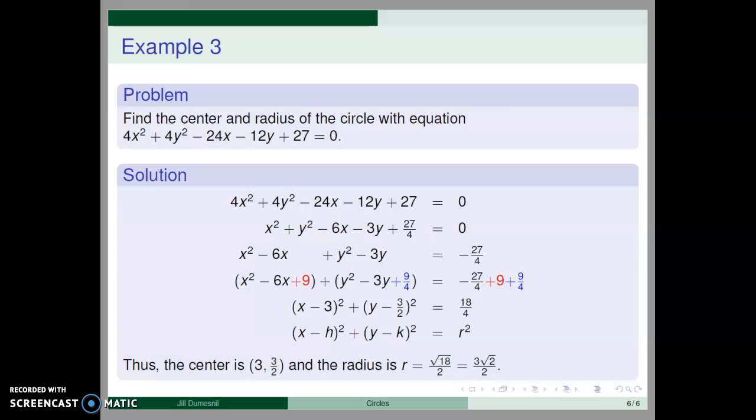We take the square root on top and take the square root on bottom. We have that the square root of 18 is the square root of 9 times the square root of 2, which gives us 3 square roots of 2. And on the bottom, the square root of 4 is 2. Therefore, the radius r is 3 square roots of 2 over 2.